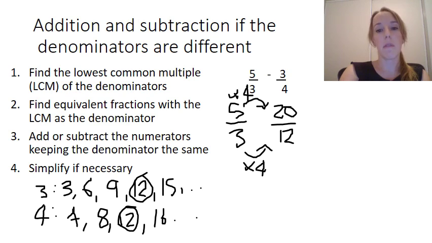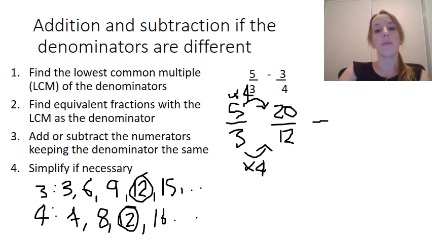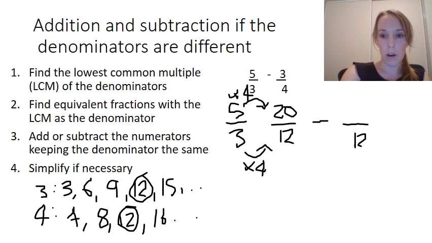We'll do the same thing for our other fraction, which was 3/4. On the bottom, we're going to do 4 times 3, which will give us 12. Up the top, 3 times 3, which will give us 9. Step 3 is add or subtract the numerators, keeping the denominators the same. I'll just change colours to make that clear. Now they've both got the same denominator of 12, so we can just carry out our operation.